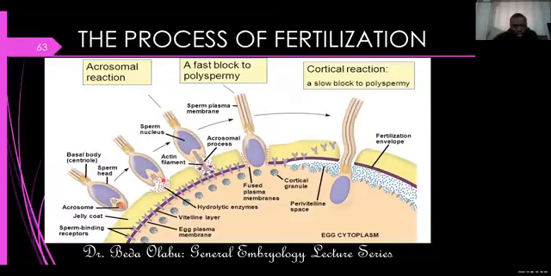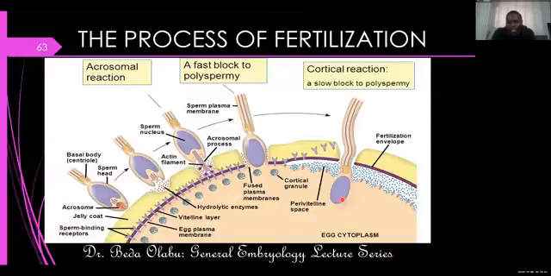After the sperm has penetrated the zona pellucida, the cell membrane of the sperm will then fuse with the cell membrane of the oocyte. After the cell membrane of the sperm has fused with the cell membrane of the oocyte, as we can see in that step, it means what? That the nucleus of the sperm will then be extruded into the cytoplasm of the oocyte.